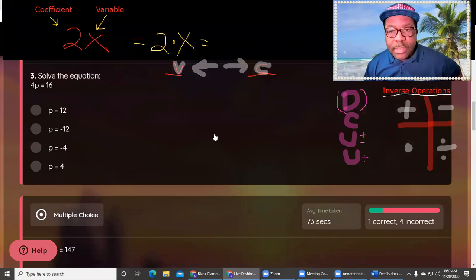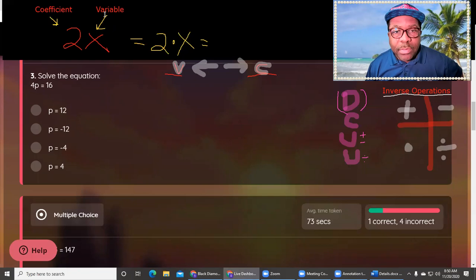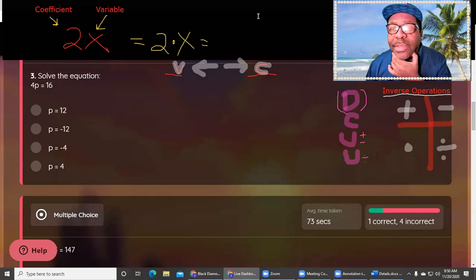4p equals 16. So 4 is the coefficient, p is the variable, right? 4 is the coefficient, p is the variable. So let's solve this one.